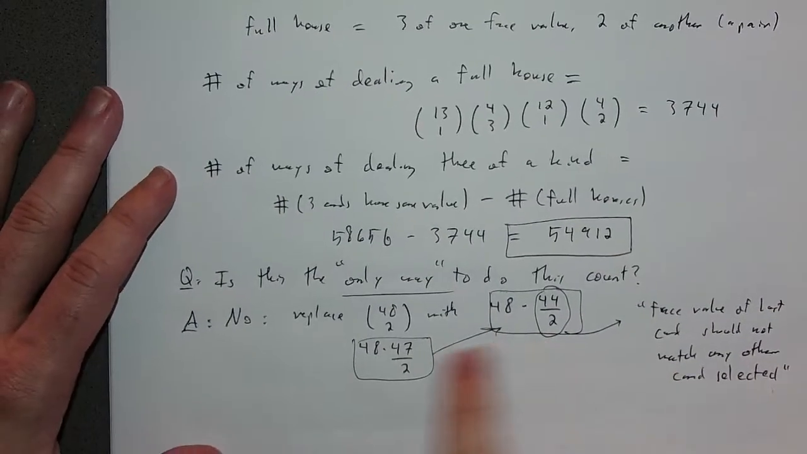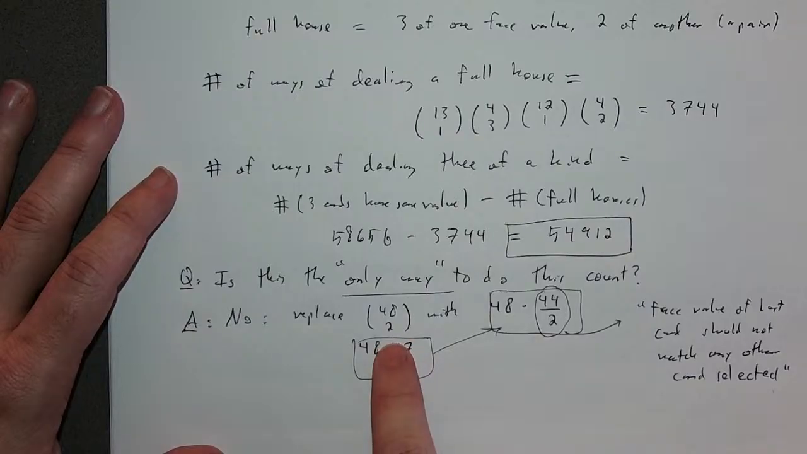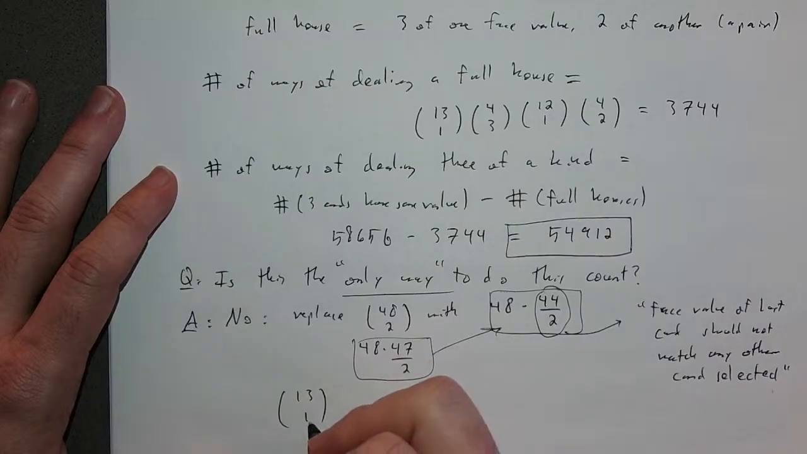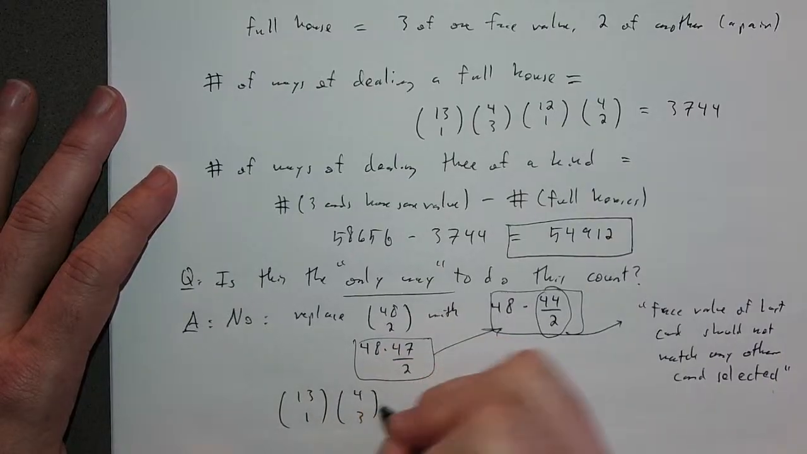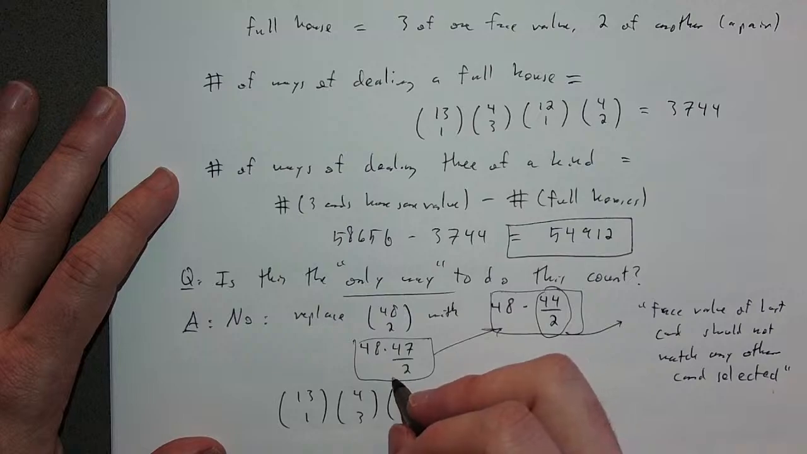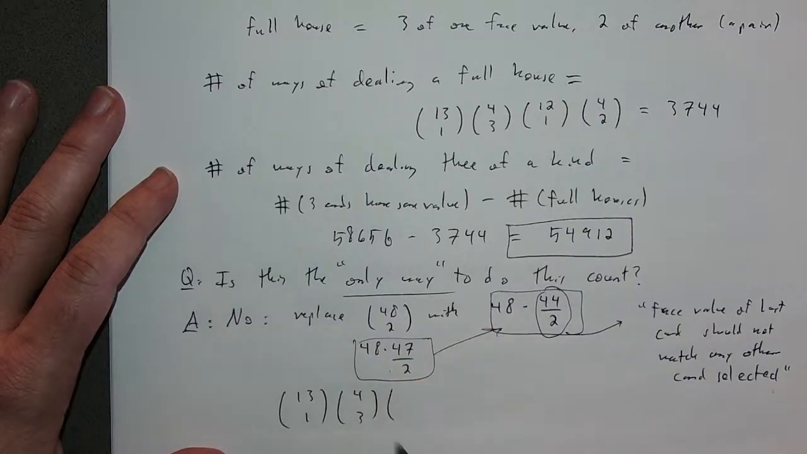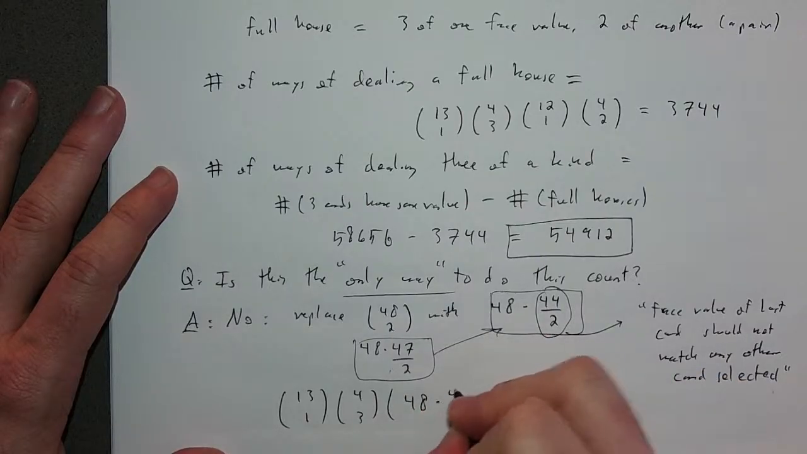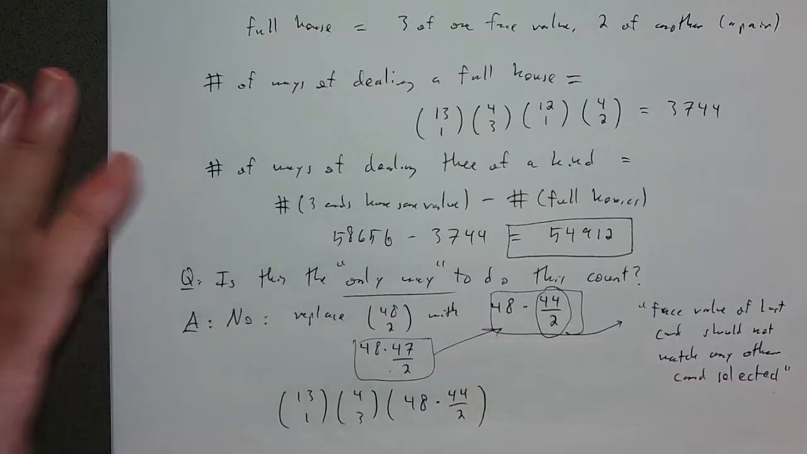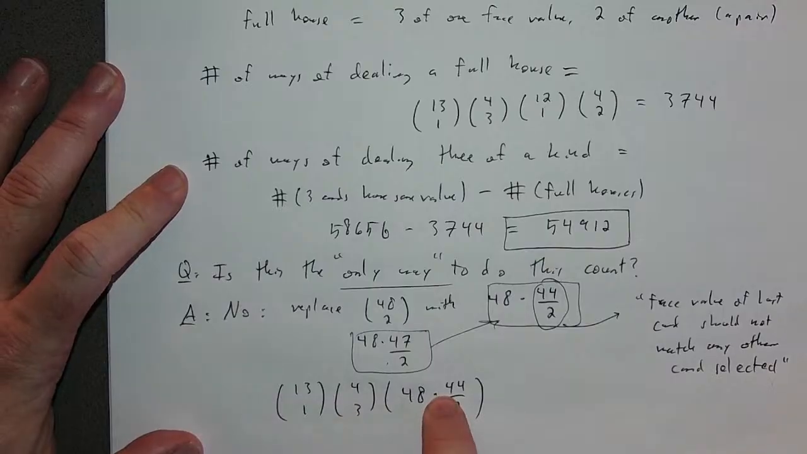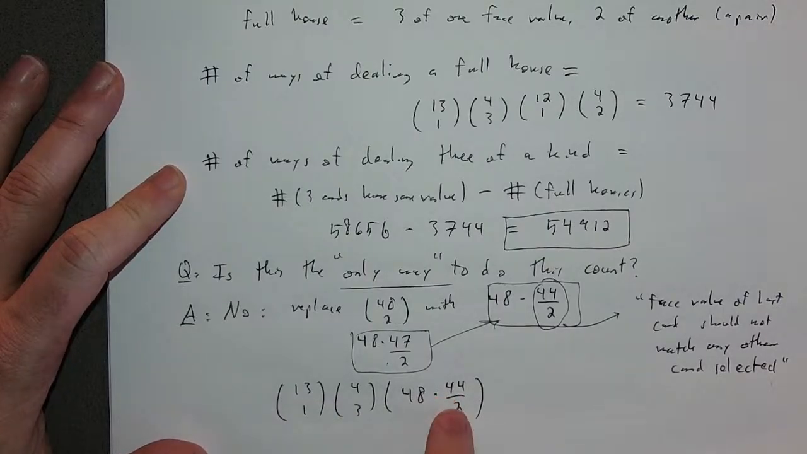And if we do this substitution, what do we get? We get 13 choose 1 times 4 choose 3 times 12 choose 1 times, or this is, sorry, we'll do just directly 48 times 44 over 2. This is 13 times 4 times 48 times 44 over 2.